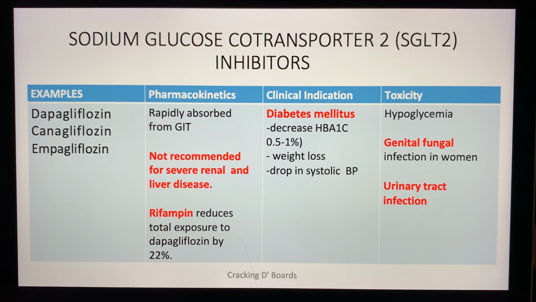Now, pharmacokinetics. These drugs are rapidly absorbed from the gastrointestinal tract. They are not recommended for patients who have severe renal and liver disease. And please take note of this very important drug interaction. Rifampin or rifampicin reduces the total exposure to dapagliflozin by at least 22%.